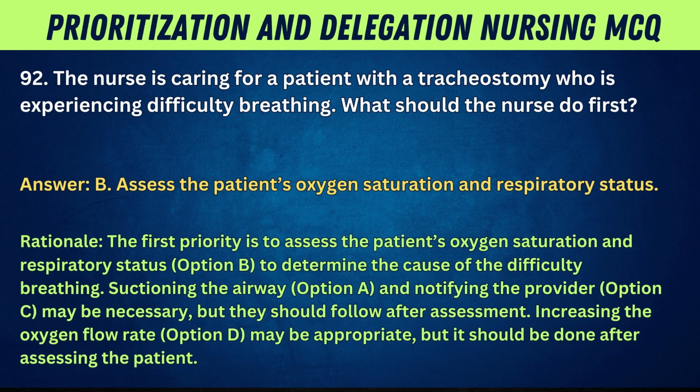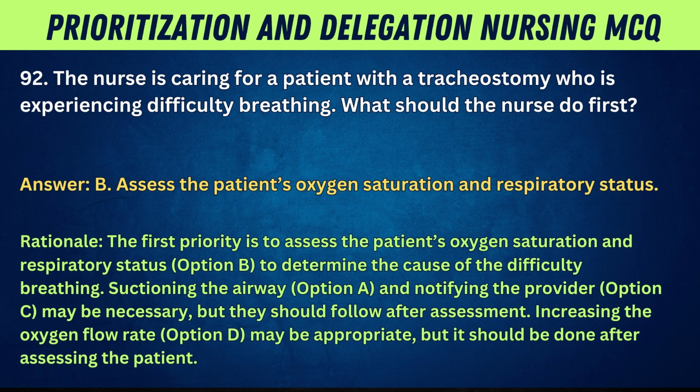Answer. B. Assess the patient's oxygen saturation and respiratory status. Rationale. The first priority is to assess the patient's oxygen saturation and respiratory status, option B, to determine the cause of the difficulty breathing. Suctioning the airway, option A, and notifying the provider, option C, may be necessary, but they should follow after assessment.